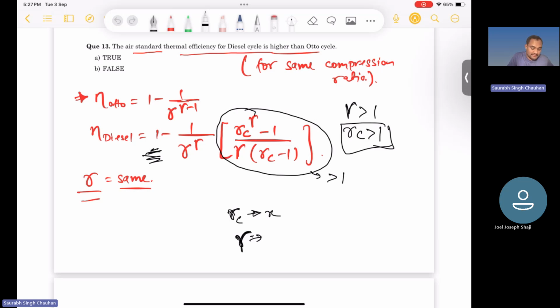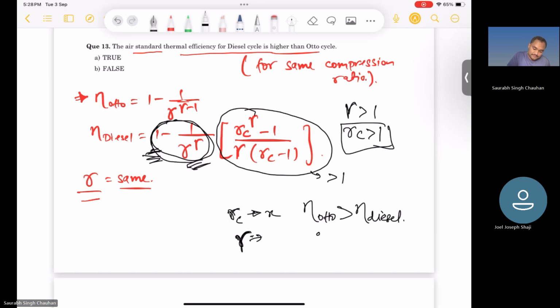So this thing is greater than 1, and you are subtracting it. The first term was the efficiency for the Otto cycle, and you are reducing something extra, so this whole term will be reduced. So the eta for Otto will be more than the eta for diesel. Why? Because gamma is greater than 1, and RC is also greater than 1.